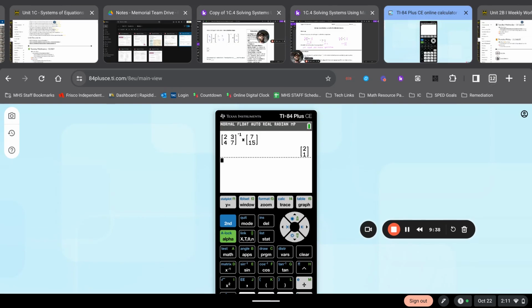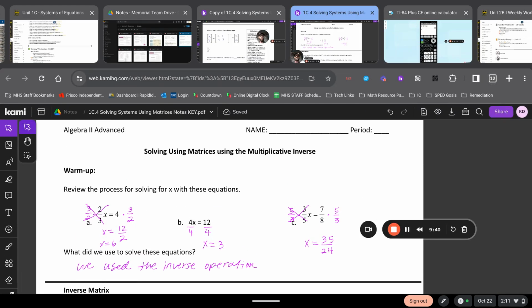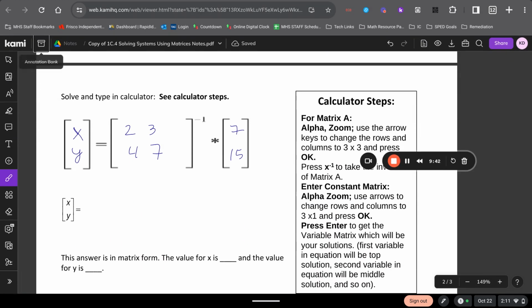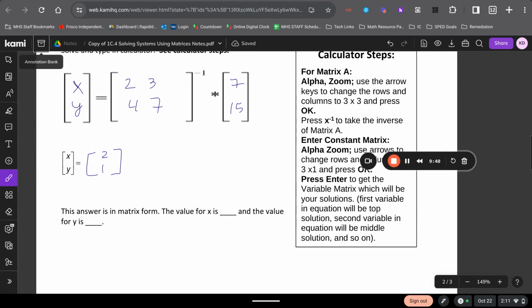So our answer is the matrix 2 and then 1. And if you notice, that 2 and that 1 is now in the place of x and y, which means my value of x is 2 and my value of y is 1.